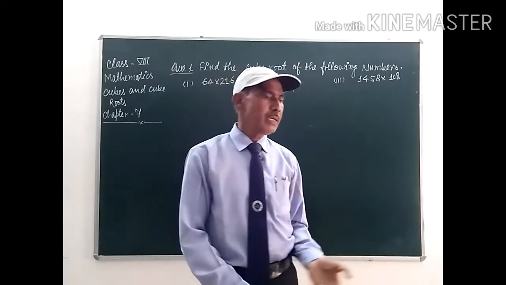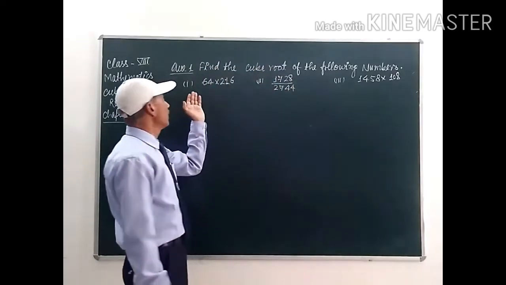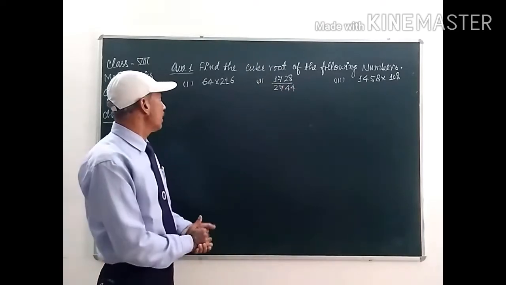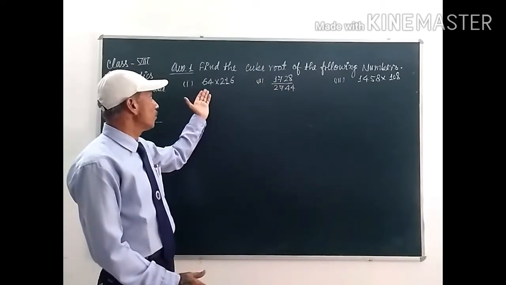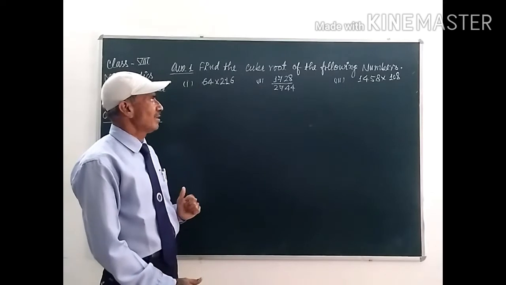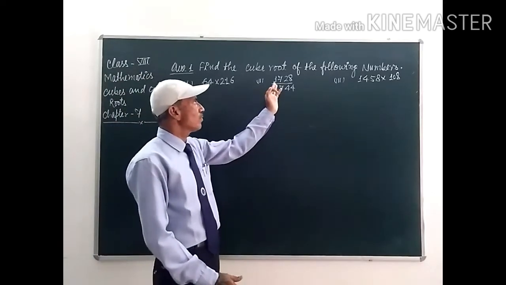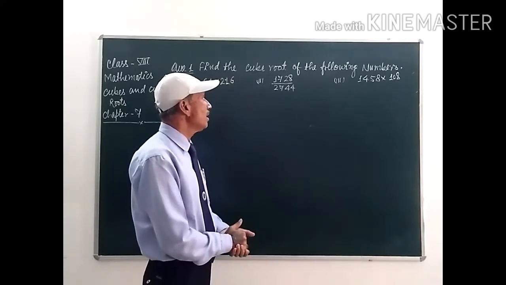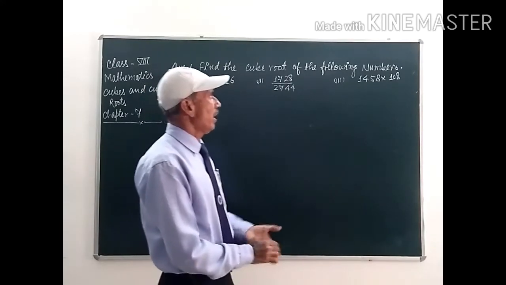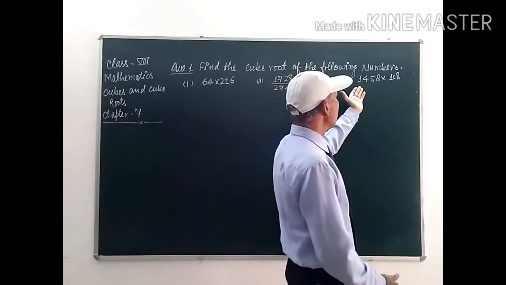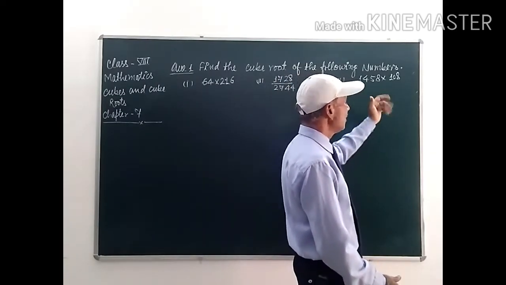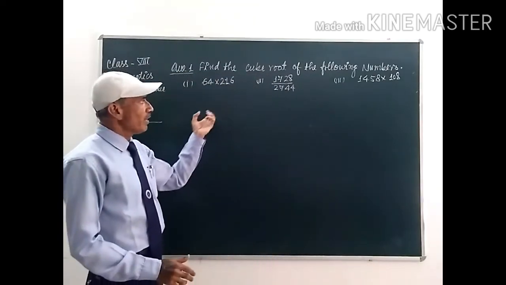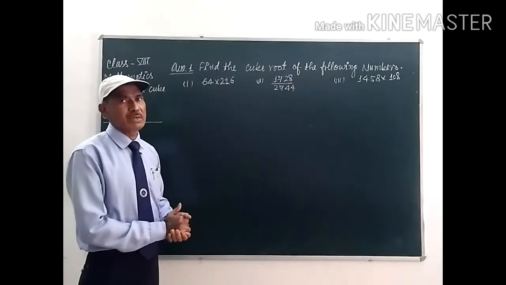So, students, here is a question: find the cube root of the following numbers. The numbers given here are 64 into 216, and in the second case, 1728 divided by 2744, and this one, 1458 into 108. We are going to find out the cube root of these numbers.